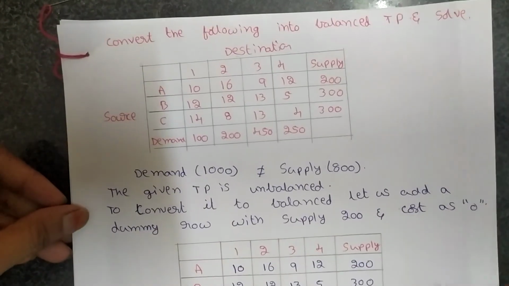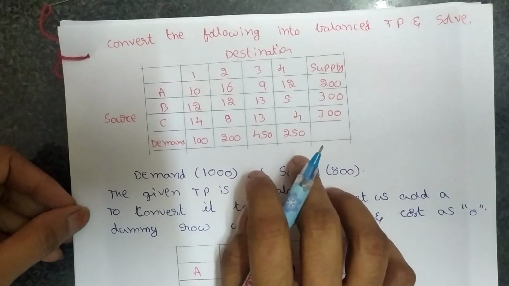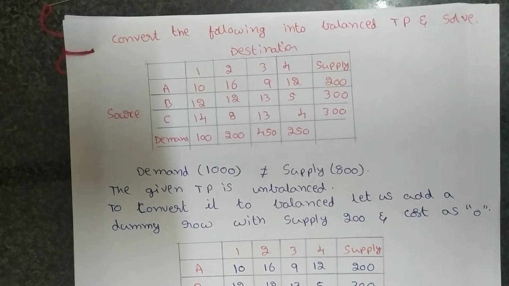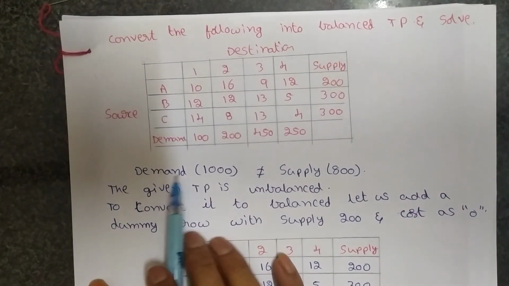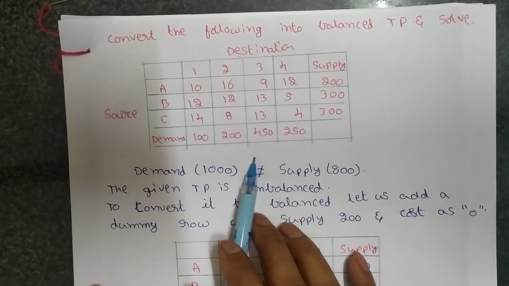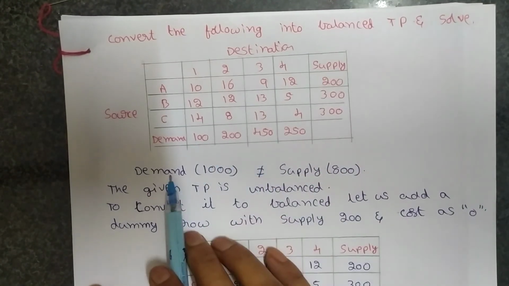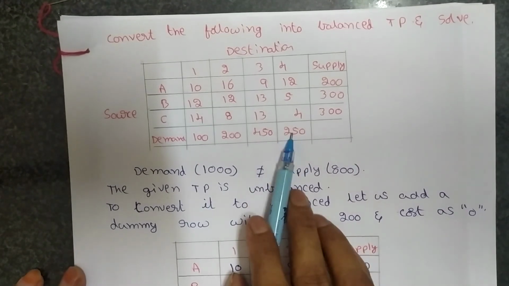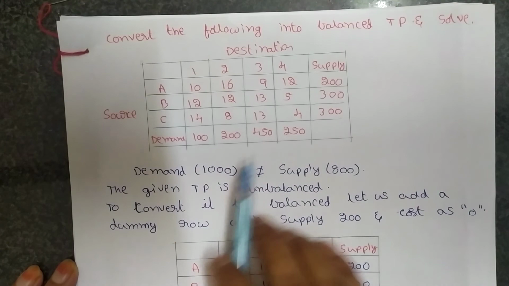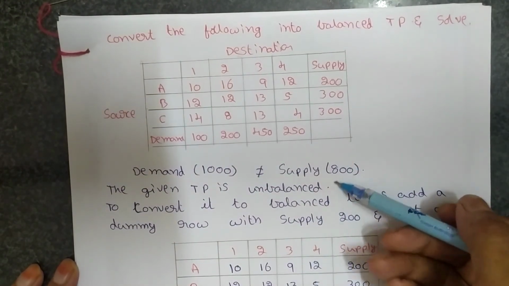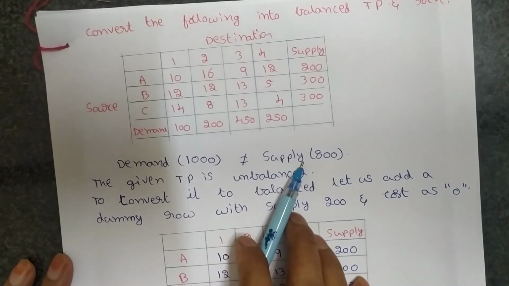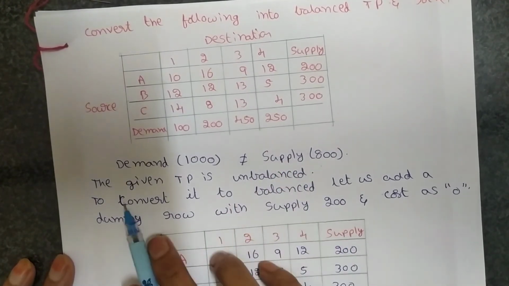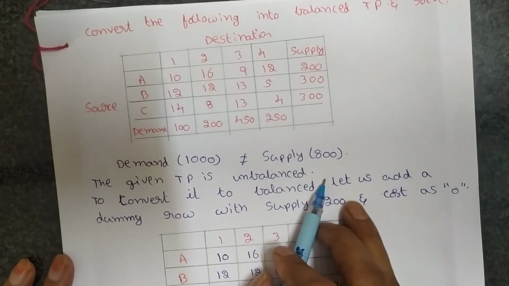Okay, the first step: as the problem is already in mathematical form, we will check whether the given data is balanced or unbalanced. First we will calculate the total demand and the total supply. See here, what is the total demand? 100, 300, and here we have 700. That means 1000. Demand is 1000, whereas supply we have only 800. That means demand is not equal to supply, so the given transportation problem is unbalanced.